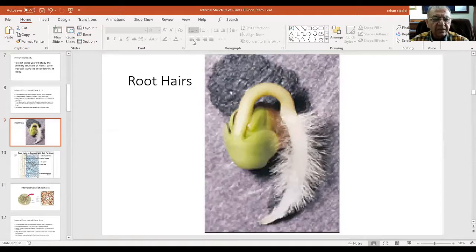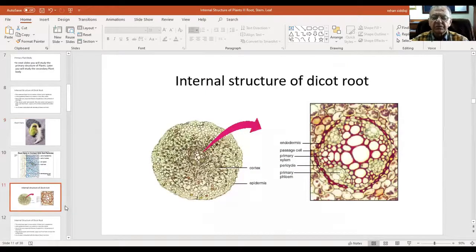In this slide you cannot see the root hairs because of processing, but root hairs are present. So root hairs are very important.